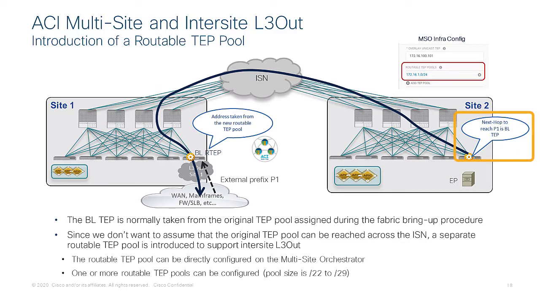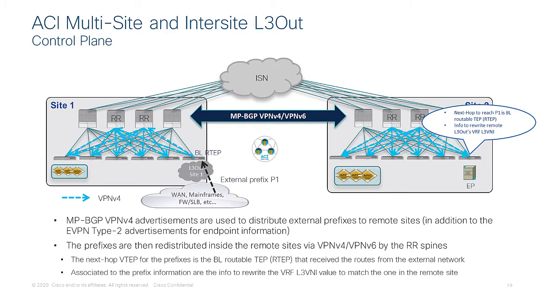And every prefix that is reachable via the L3 out of site 1 will be learned in site 2, with the next hop being the border leaf routable TAP address, which is a loopback, which is assigned out of that new routable TAP subnet that you have configured.